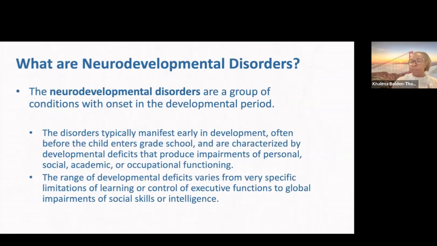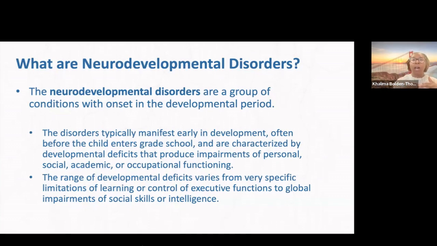So let's start with defining what neurodevelopmental disorders are. They are a particular group of disorders that start in early childhood and are marked by developmental deficits or delays, and produce significant impairments in social, academic, occupational, or personal functioning. The range of deficits is wide and vast, and some of them are very specific limitations to certain skills. Others are more global or impact social skills, executive functioning, intelligence, etc.